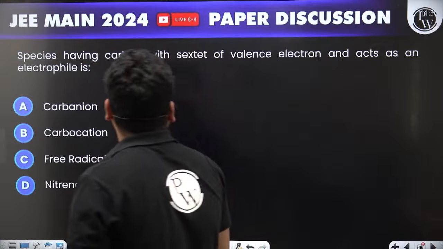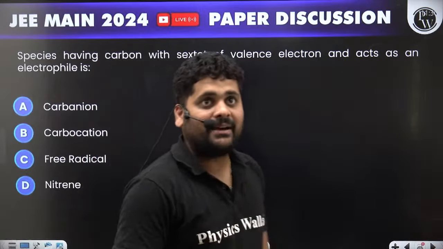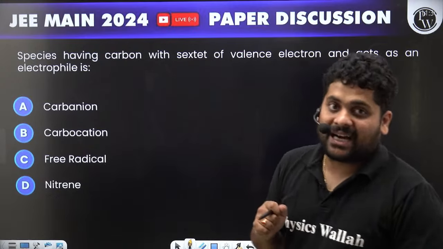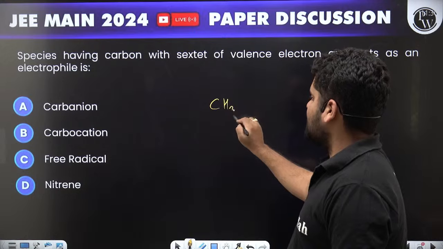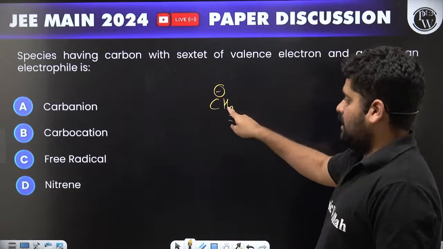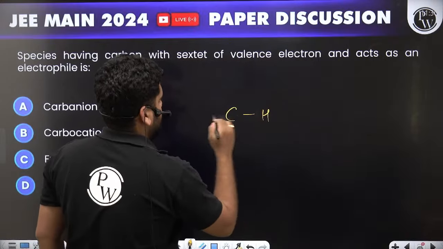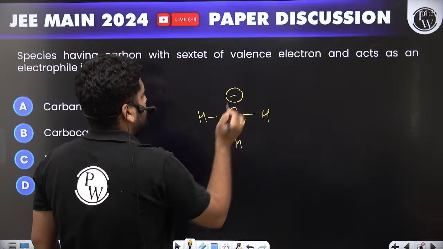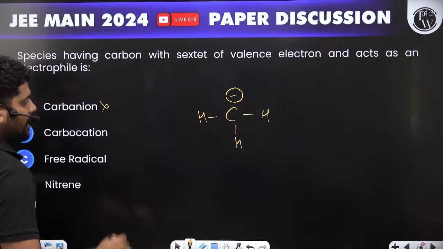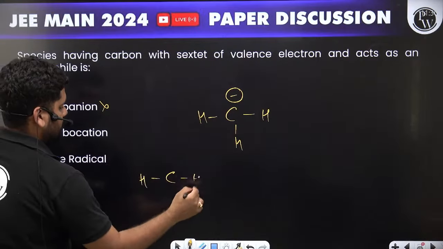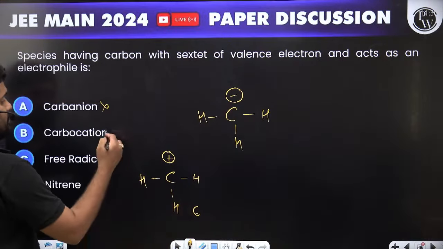Species having carbon with sextet valence of electrons and acts as an electrophile. Those which have only 6 electrons on carbon atom. See, carbanion. Let us say I have taken CH3 minus, C, H, H, H and minus. Count the number of electrons around carbon. You are getting 8. So this should not be your answer. Carbocation CH3 plus. How many electrons are there around carbon? 6 electrons. So your answer should be carbocation.